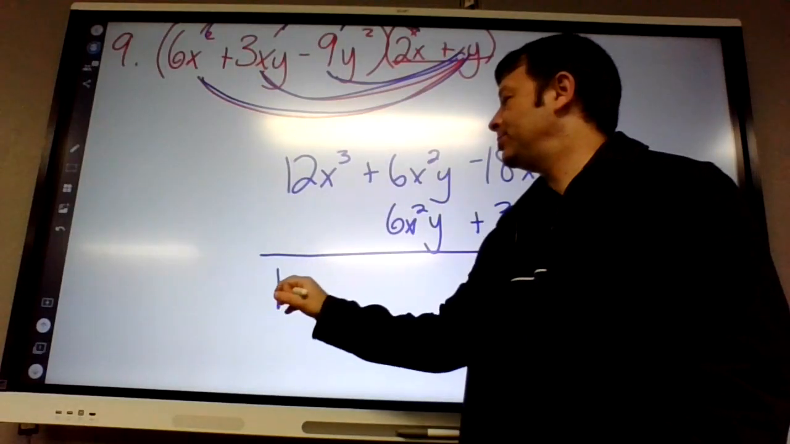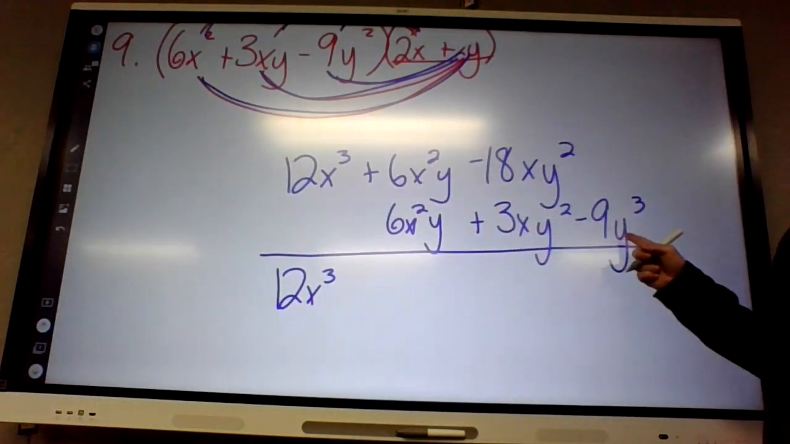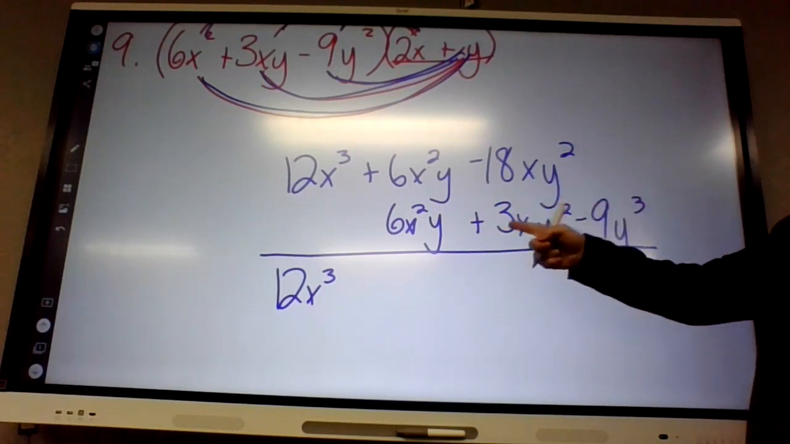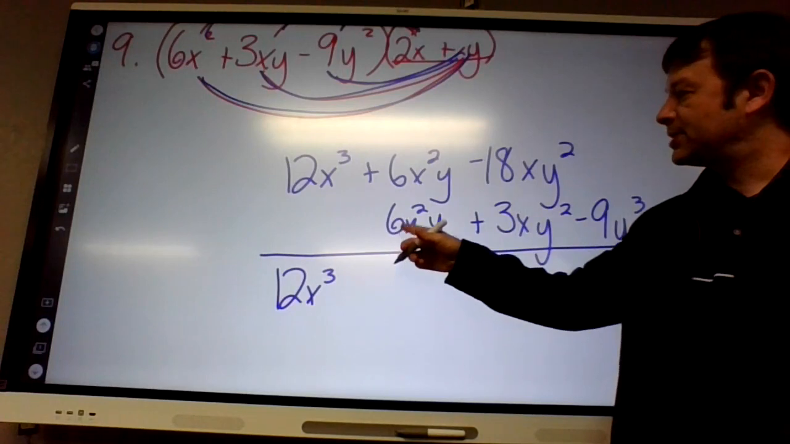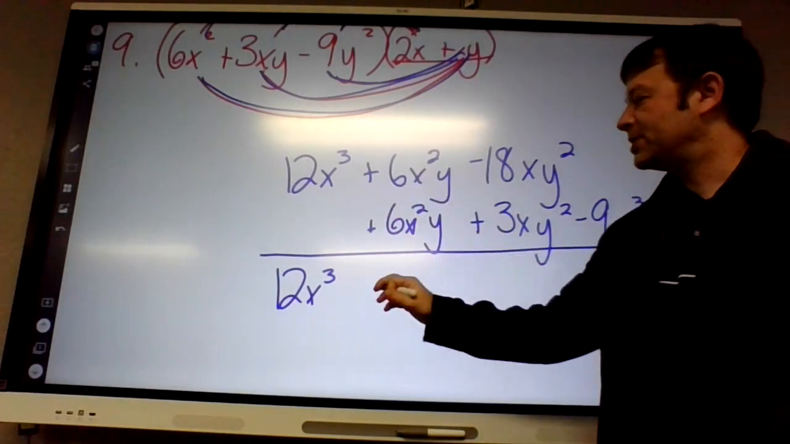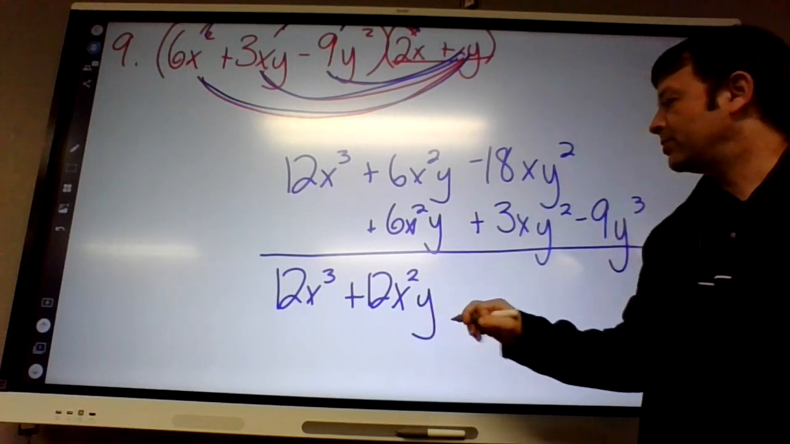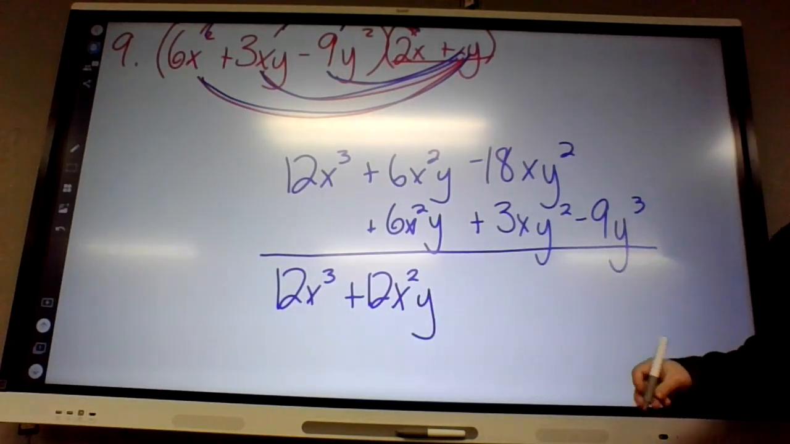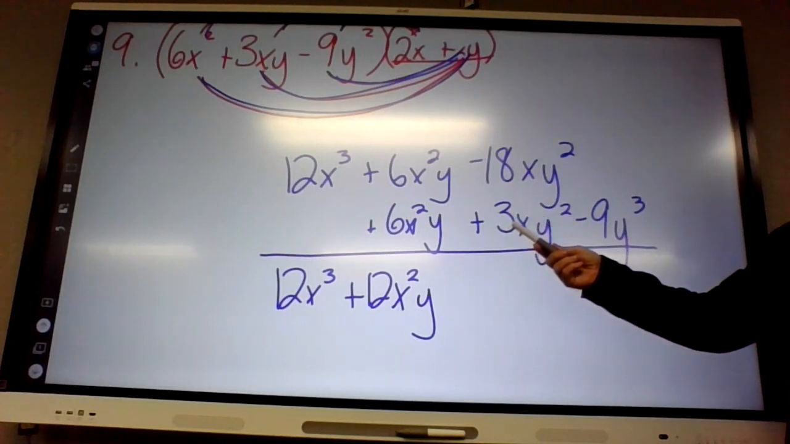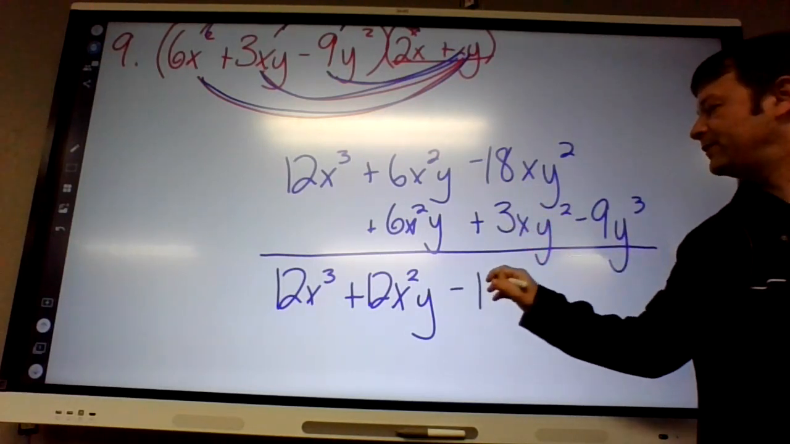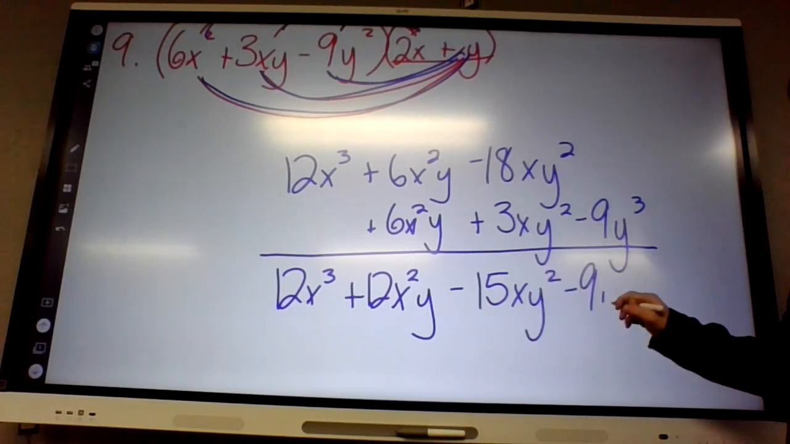So 12x cubed is by itself. There are no other x cubes. 9y cubed is by itself. There's nothing else like it. But these 2 guys are the same. So it's 6 plus 6 makes 12x squared y. And then what's negative 18 plus 3? Negative 15xy squared. And just bring that guy down.